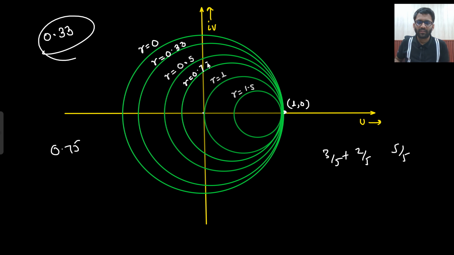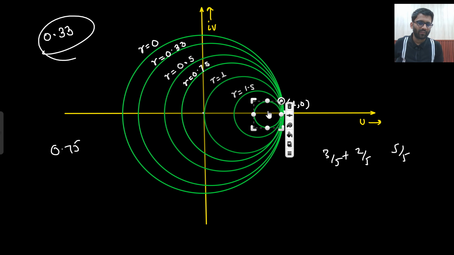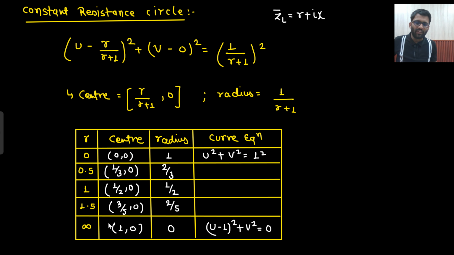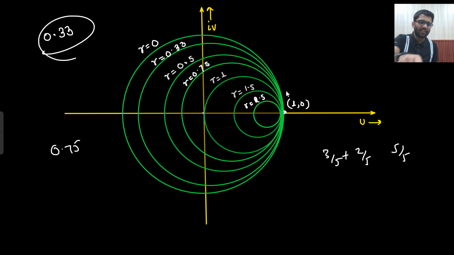This could be 0.75. Now this is your 1.5. More values could be there. This could be your 2.5, r equals to 2.5. In the same manner, circles are getting lower. When r goes to infinity, the center is at 1 comma 0 and radius is 0 only. That means this is the point. So this point is r equals to infinity.